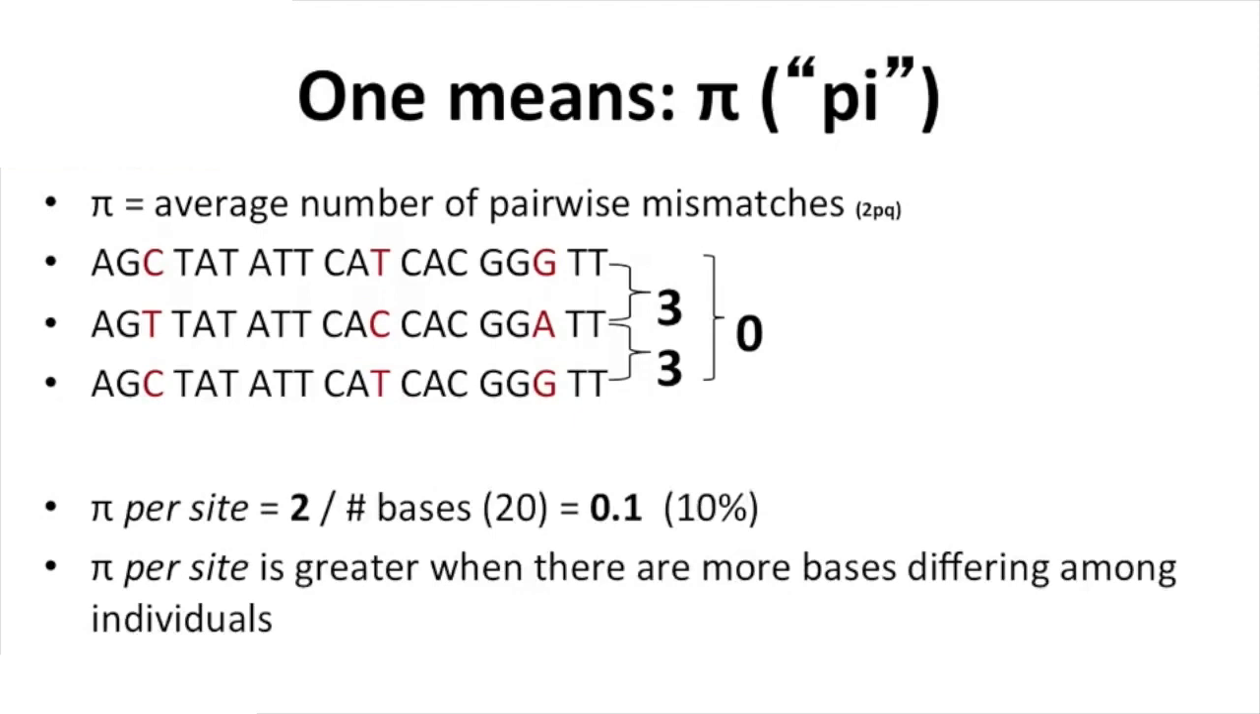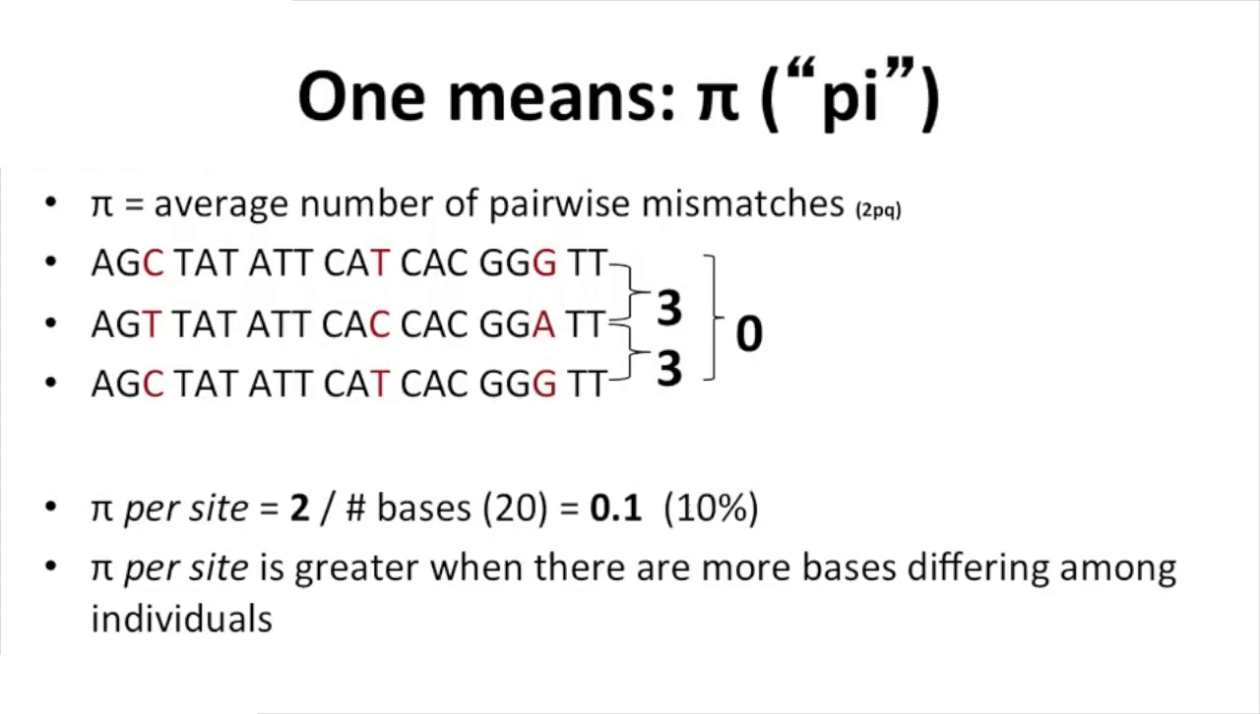Now, pi is going to be much more affected the more differences you have among sequences. So this is kind of interesting in that if you have a very rare variant, it's not actually going to raise pi all that much within a population. Whereas common variation, if say half the individuals have C and half the individuals have T, you have a lot more opportunities for pairwise mismatches. So pi per site is greater when there are more bases differing among individuals, and pi is not as much affected by very rare variants.